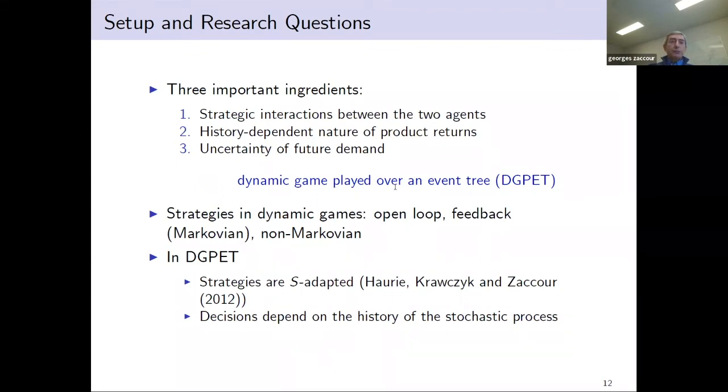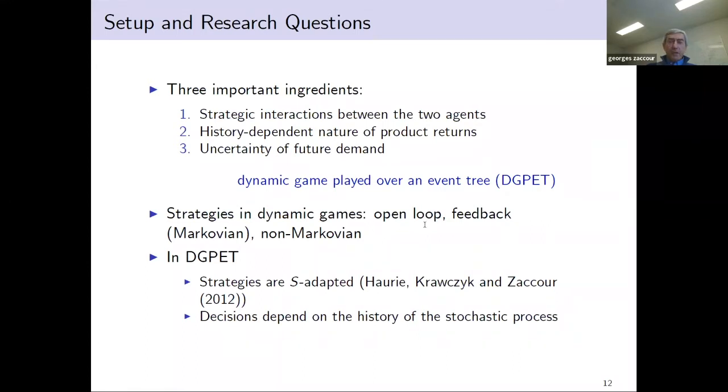In this case, we have a stochastic game. However, the stochasticity is not driven by the player's actions. This is the main difference between a DGPET and a truly stochastic game as is understood by game theorists. Now, we know that in a dynamic game, the result depends heavily on the class of strategies we consider.